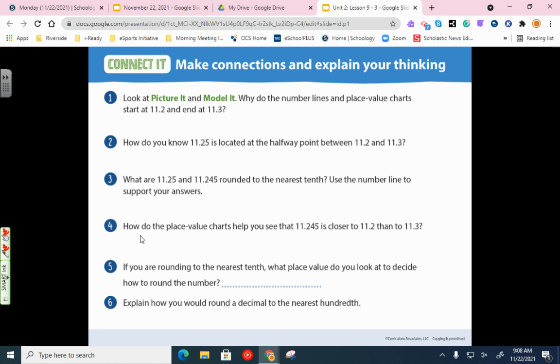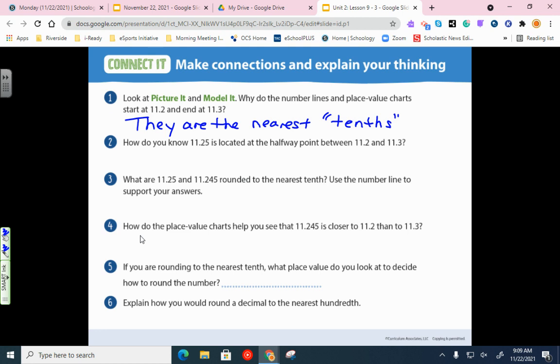Because, actually, let me write this in blue. They are the nearest tenths. So again, it kind of just shows us what the possible answers are, almost like a multiple choice question.